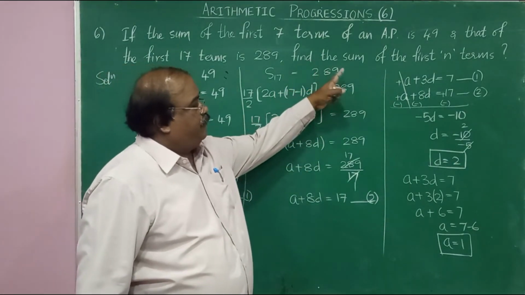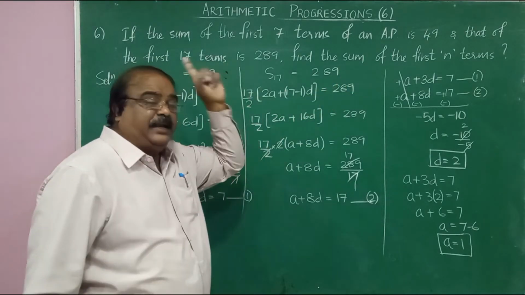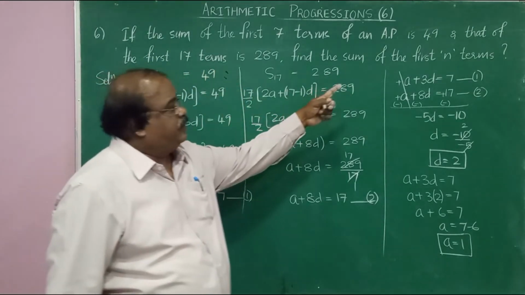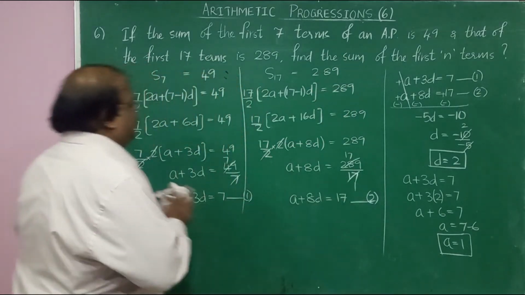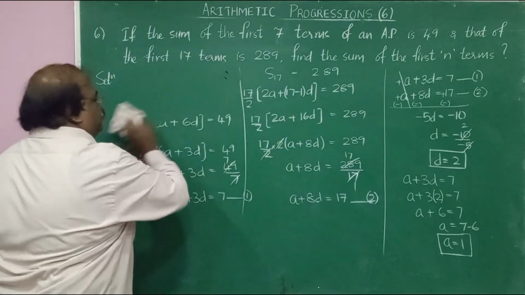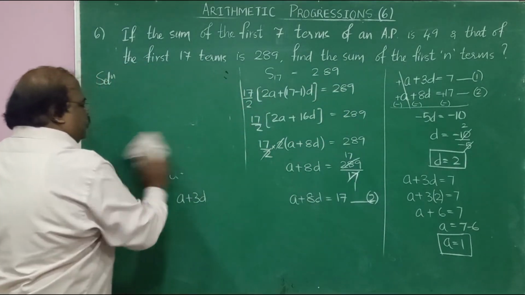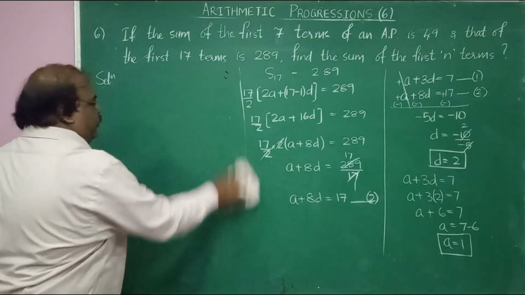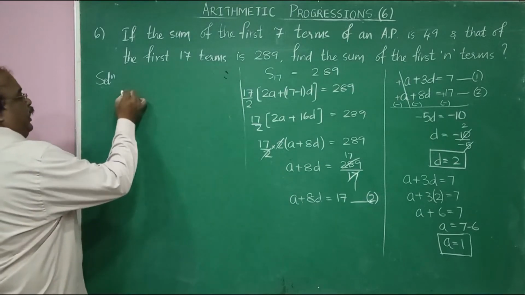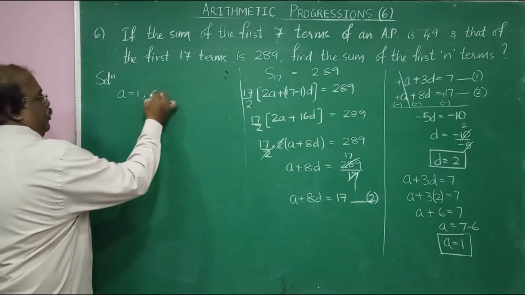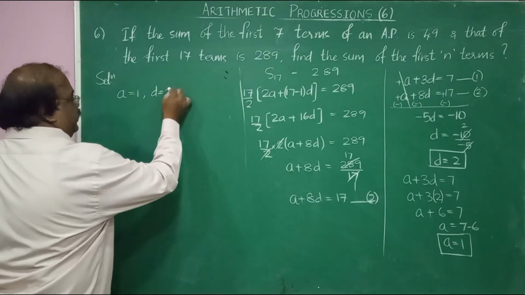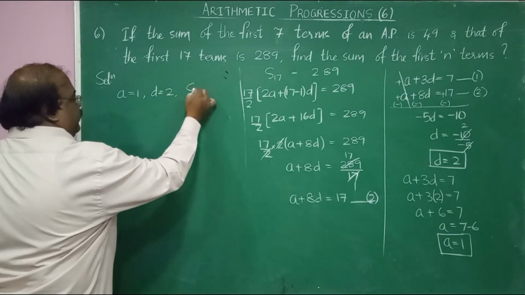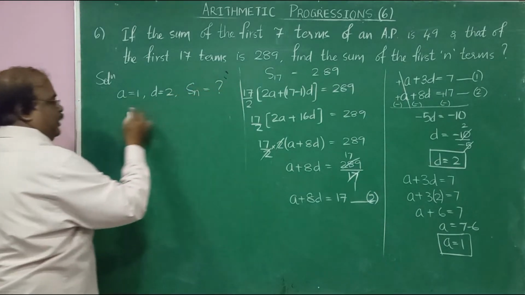I am asking you to find the sum of the first n terms. So let me use the same formula once again to find the sum of the first n terms. So what is Sn? Now here you know A is 1. You know that the common difference is 2. And I am asking you to find out what is Sn.